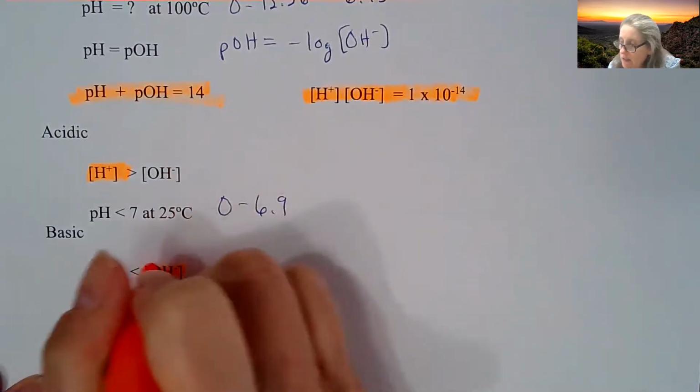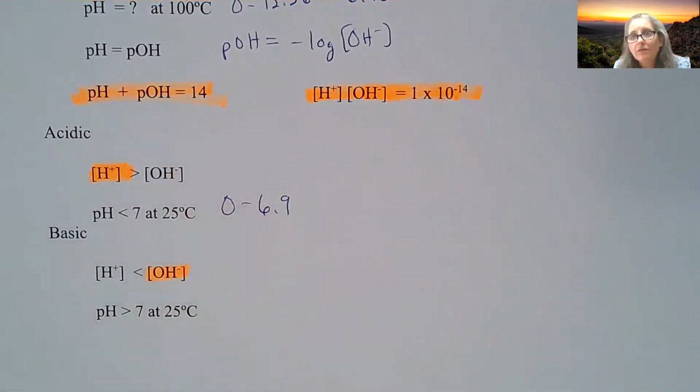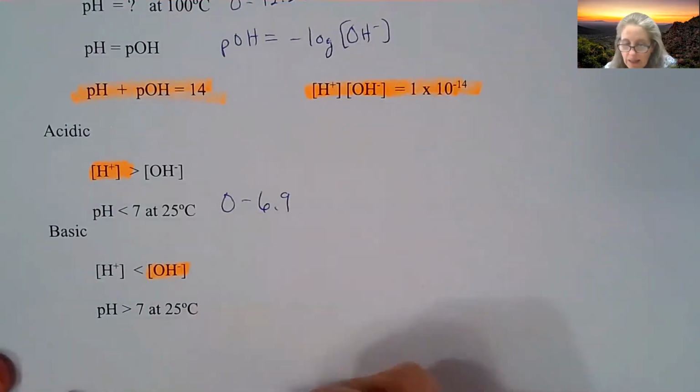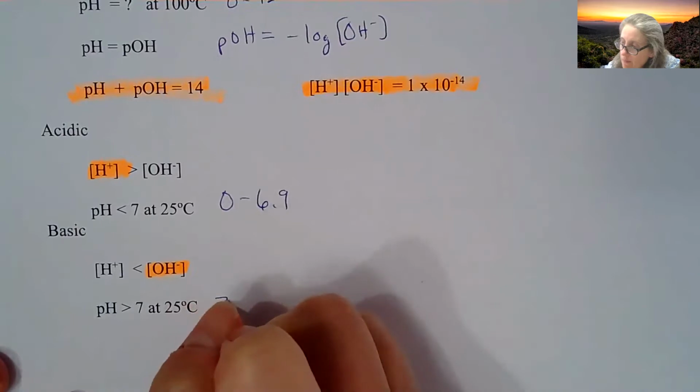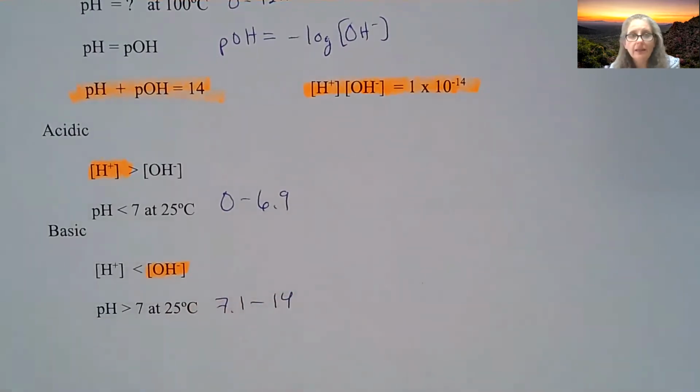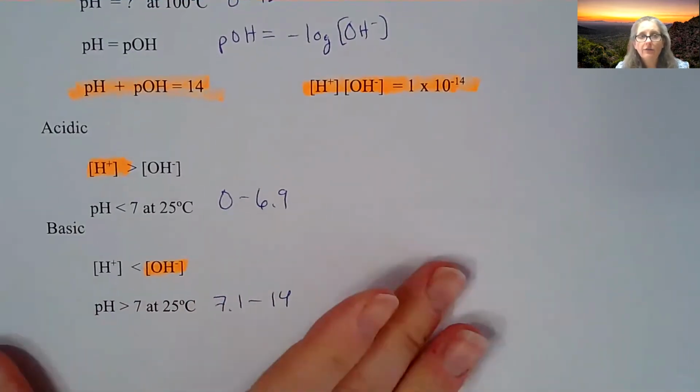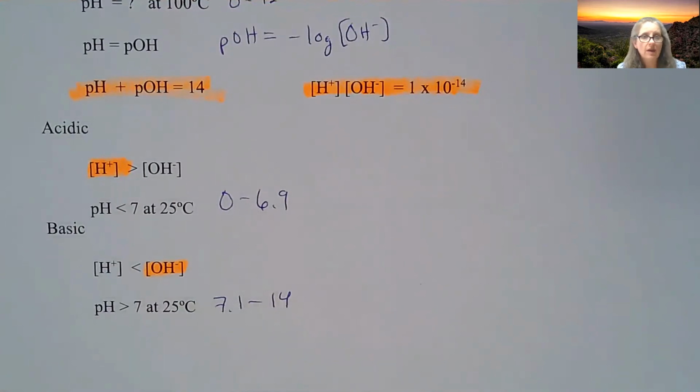While basic, your OH minus is the bigger value, so you could write it in any which way you want. And your pH is going to be greater than 7. That's anywhere from 7.1 to 14. And again, there are not going to be hard and fast rules for how to judge that.